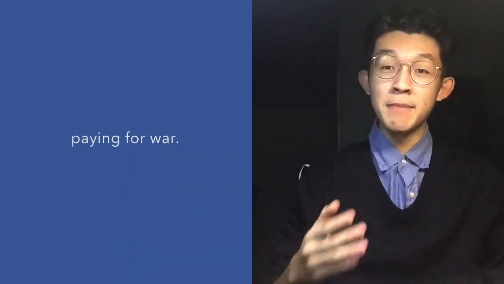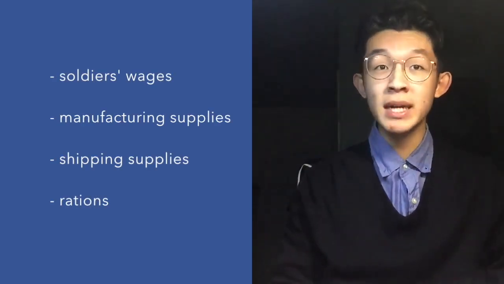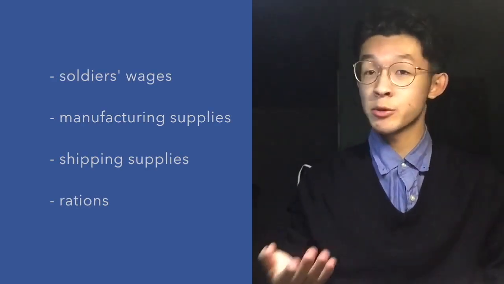Okay, so first off, war is expensive. In paying for a war, one must account for soldiers' wages, manufacturing supplies, shipping supplies, soldiers' rations, and a bunch of other stuff. So to this end, in the US, the war cost over $33 billion US, with another $7 billion in loans to their allies expected to be paid back afterwards. By the end of the war, the US debt had amassed to $25.5 billion.